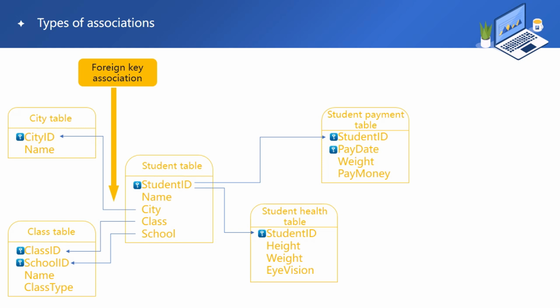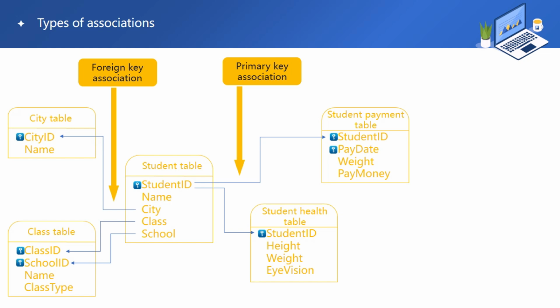The ordinary fields class and school in the student table are respectively linked to the primary key's class ID and school ID in the class table. This two-field and multi-field association is also a foreign key association. The student table is associated with the primary key student ID of the student health table using the primary key, which is called primary key association.